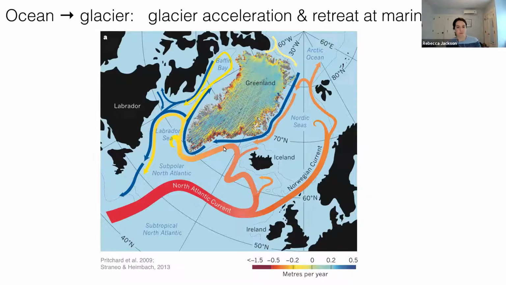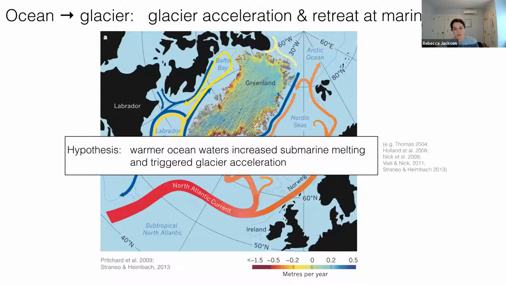But we have no direct measurements of the melting that might have actually driven this retreat. This has led to the hypothesis that warmer ocean waters might be increasing submarine melting and triggering glacier acceleration. But critically, we have no direct observations of melting at most of these glaciers, let alone observations of how that melting is changing over the decades.